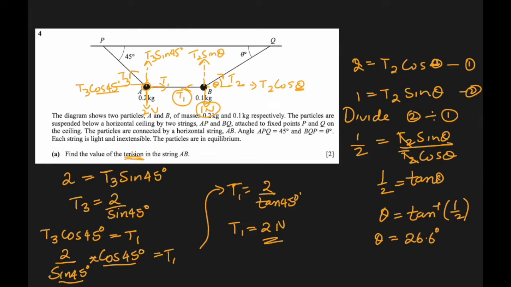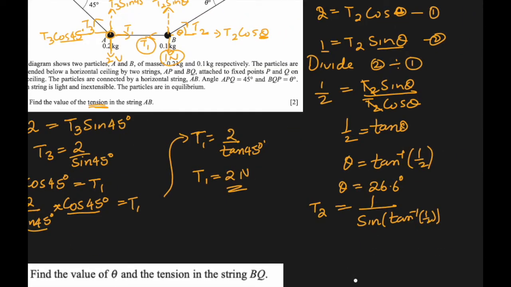Now the second part is to find the tension as well, right? So I will write the tension here as T2. I can use any one of them. Let me use this one. So T2 will be 1 divided by sine theta, equal to 1 divided by sine. I will not use 26.6; I will write tan inverse half inside. That will give me an exact value of T2, which comes out to be 2.23606. So I can write this as 2.24 newtons, which is the tension in BQ.